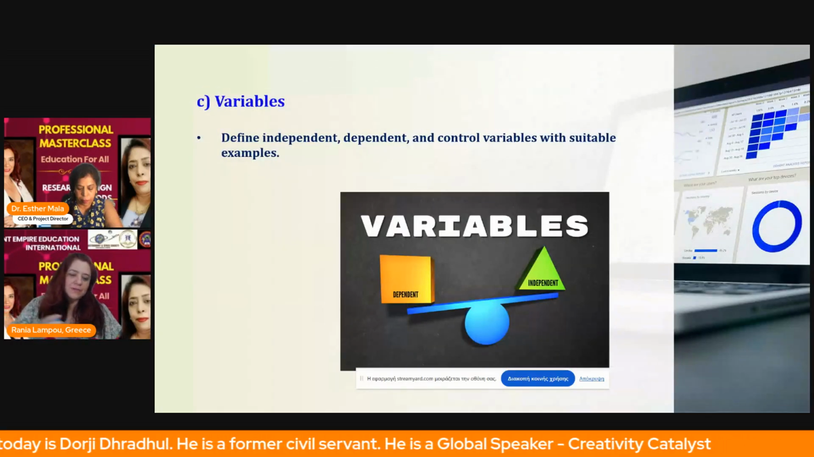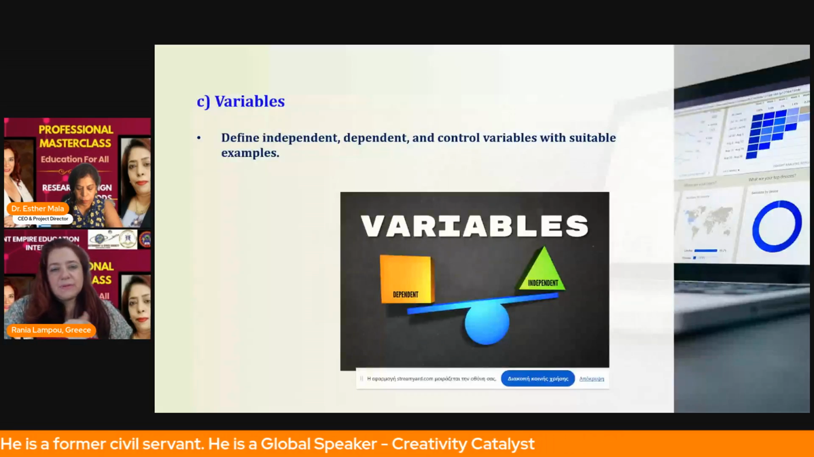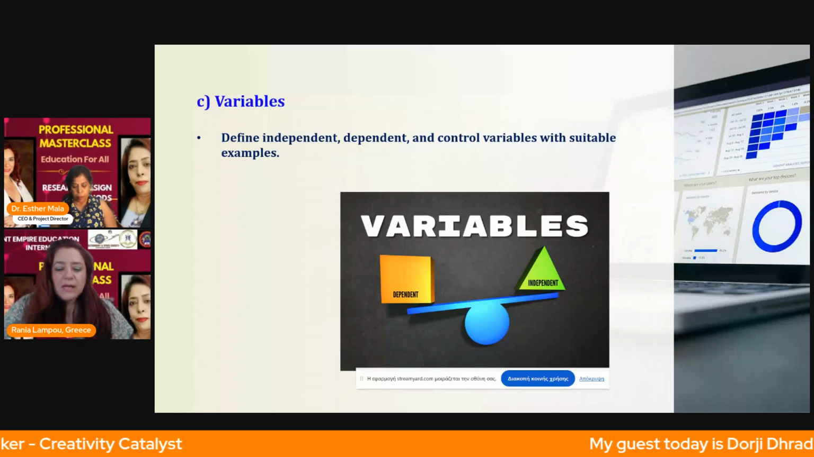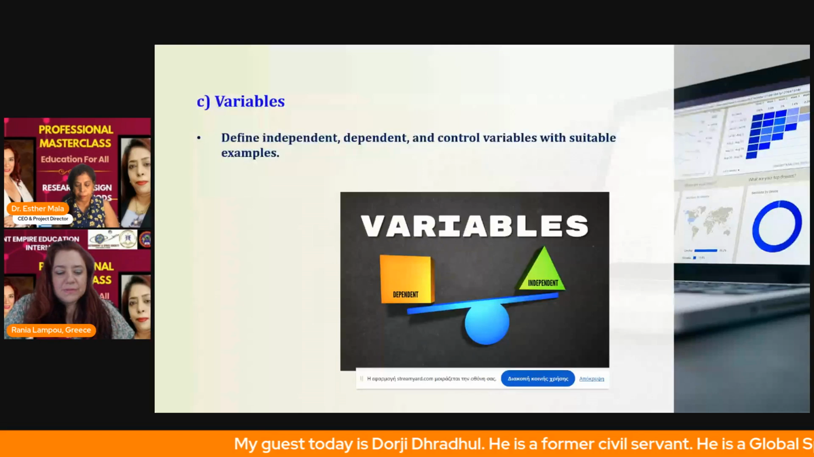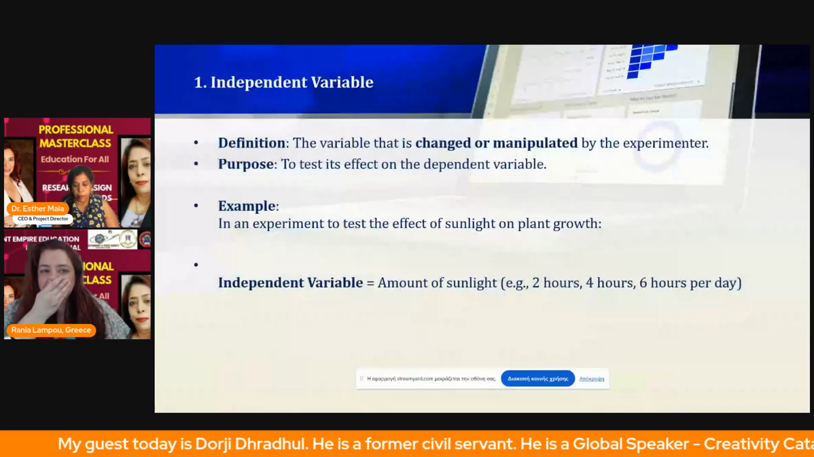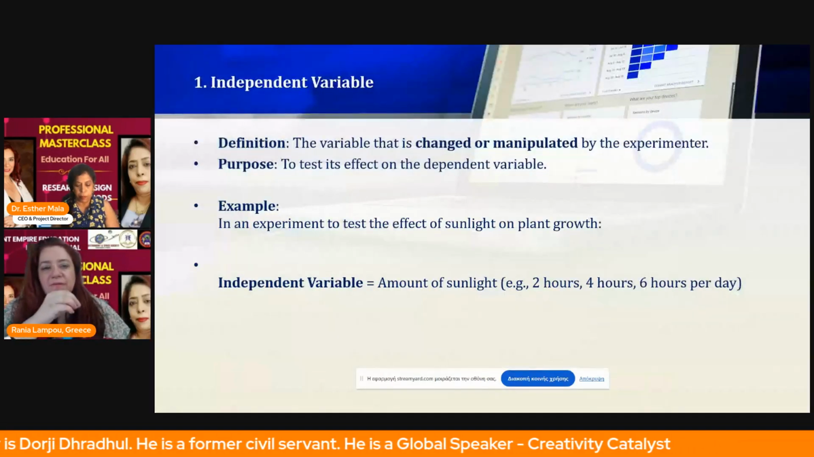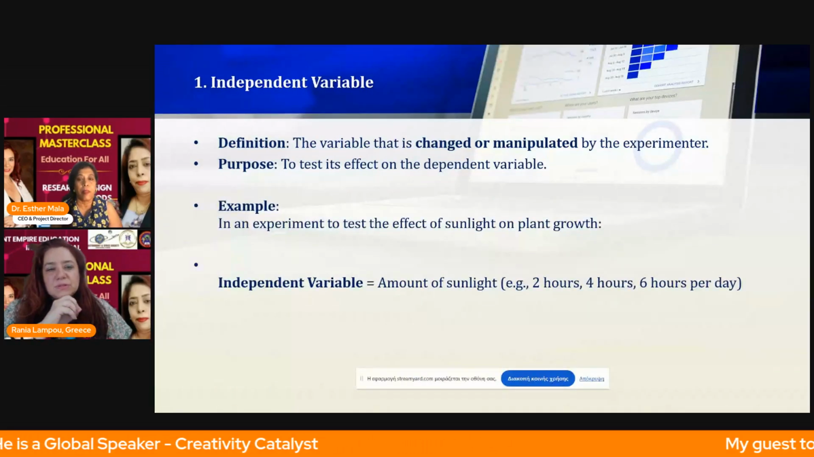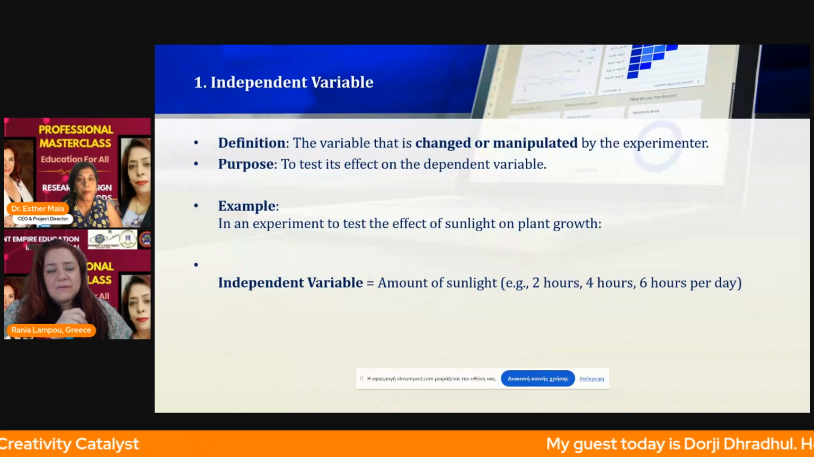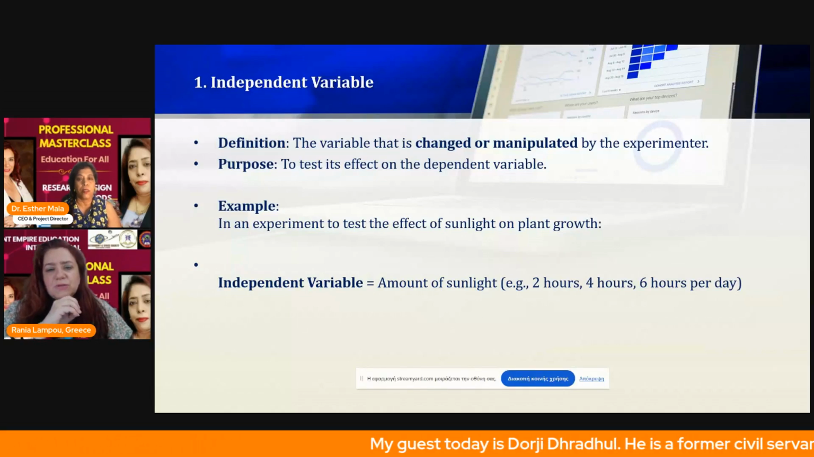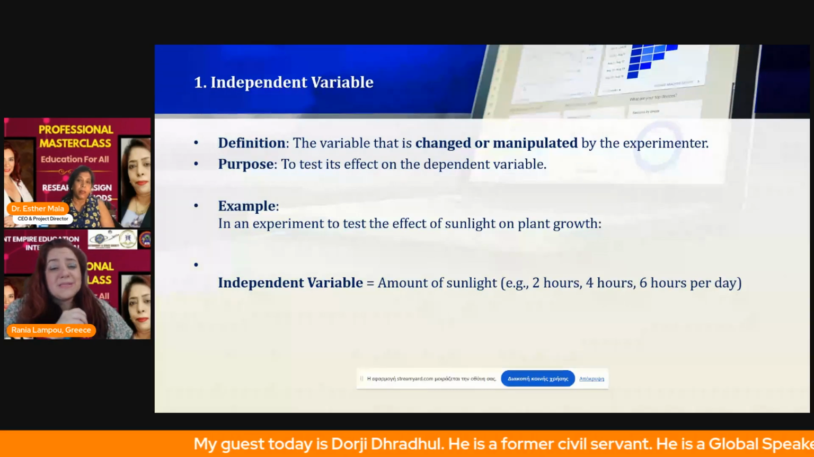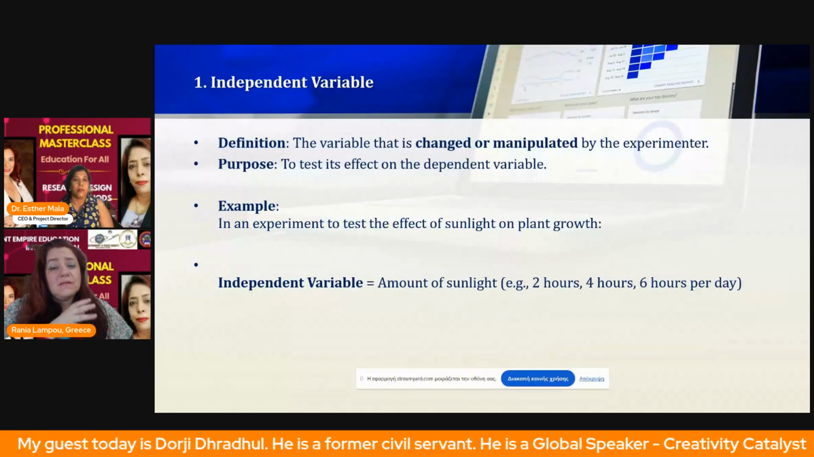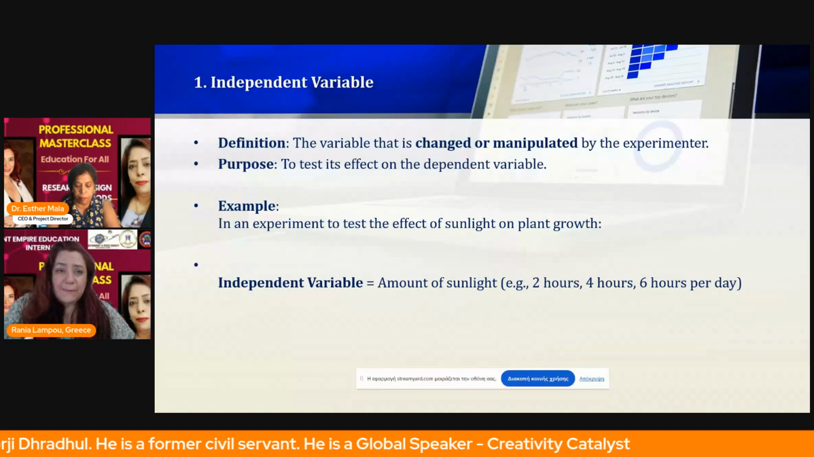Now, variables is another chapter we need to explain again. A clear explanation of independent, dependent, and control variables. So here, the independent variable is what is changed or manipulated. The purpose is to test its effect on the dependent variable. For example, in an experiment to test the effect of sunlight on plant growth, what is the independent variable? The amount of sunlight. The amount of sunlight will be 2 hours, 4 hours, etc.